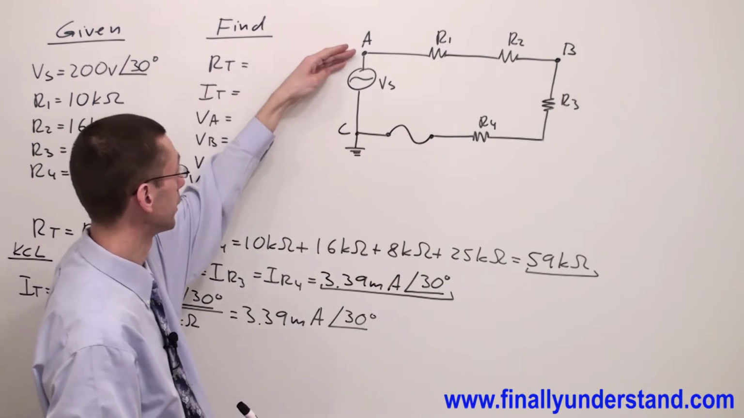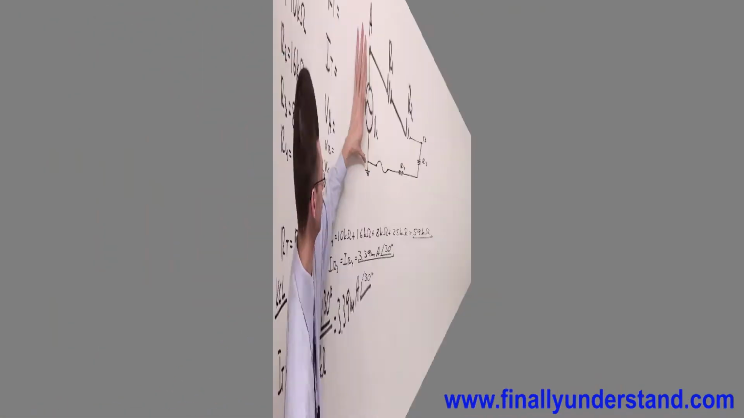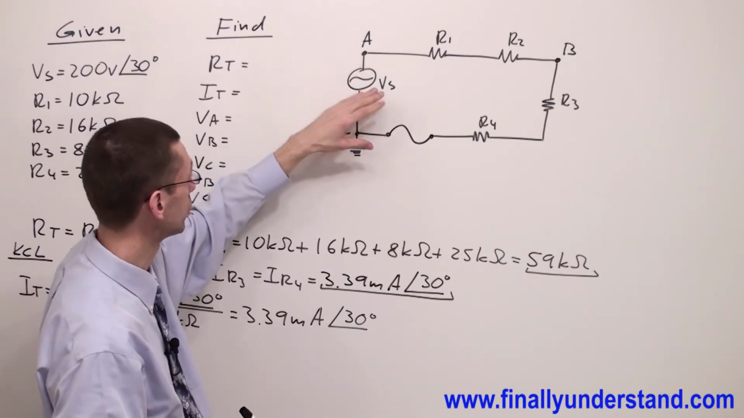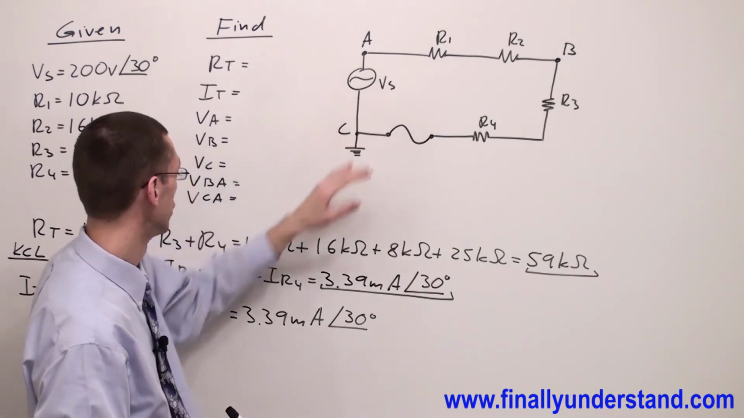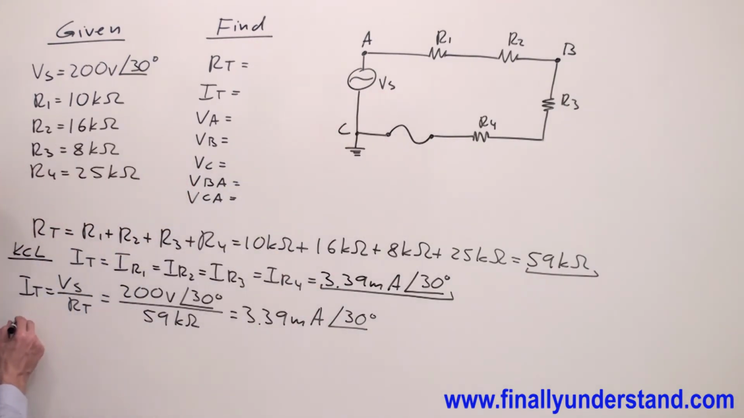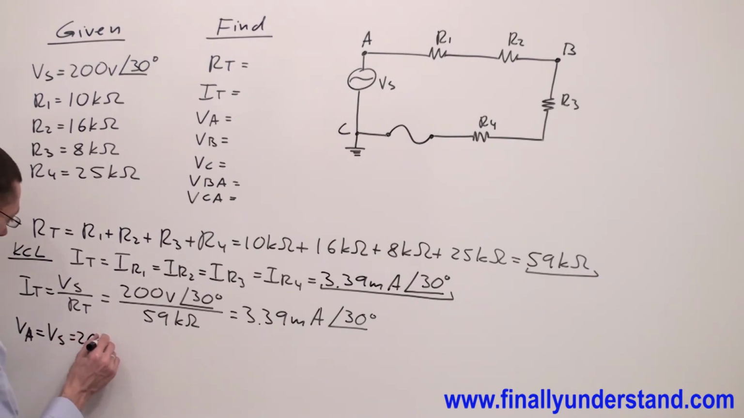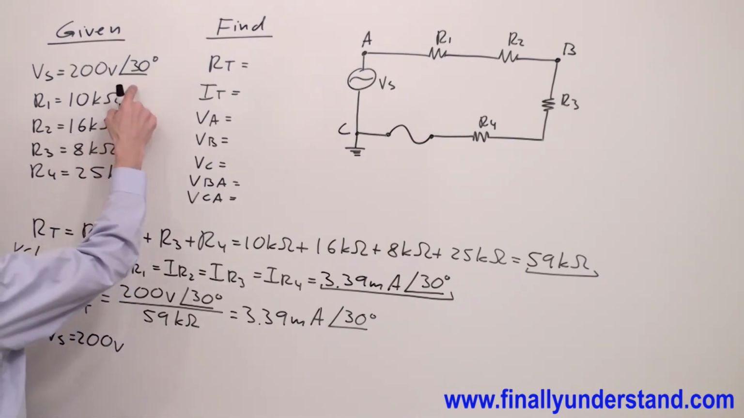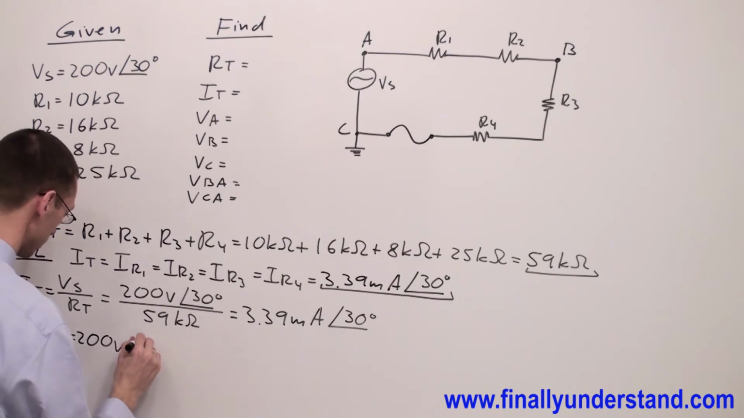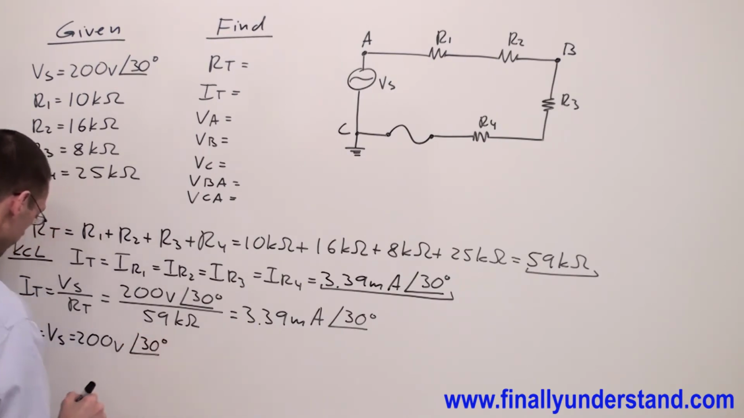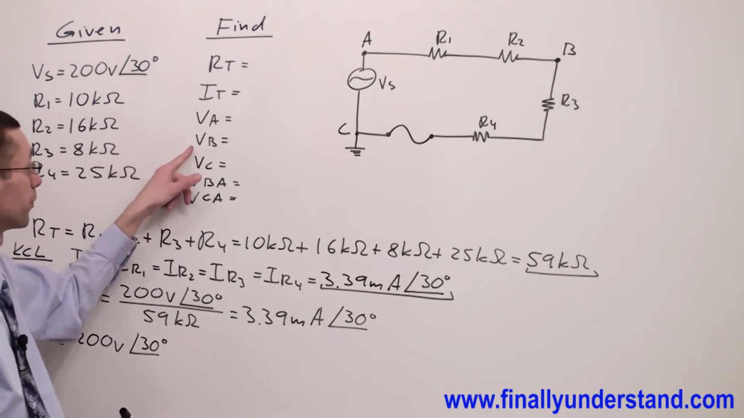Voltage VA, as you can see, is the voltage across the voltage source. So that's why I'm going to write that VA is equal to the voltage source. And the voltage source is equal to 200 volts and angle of 30 degrees.